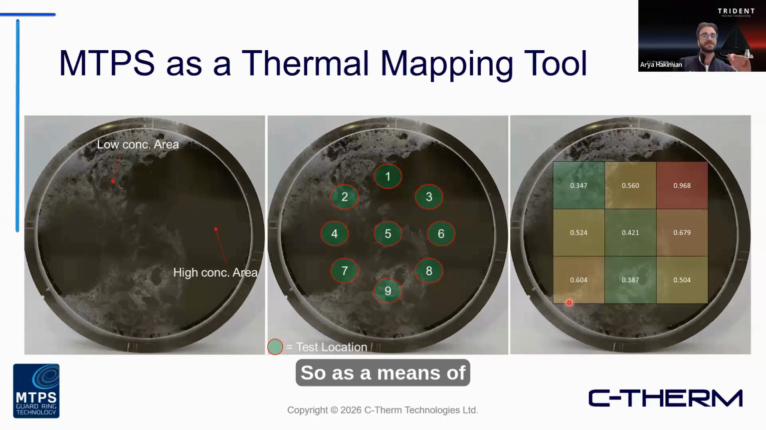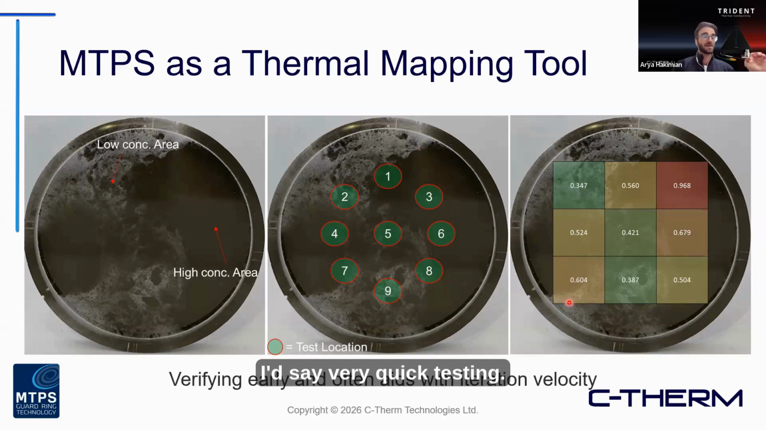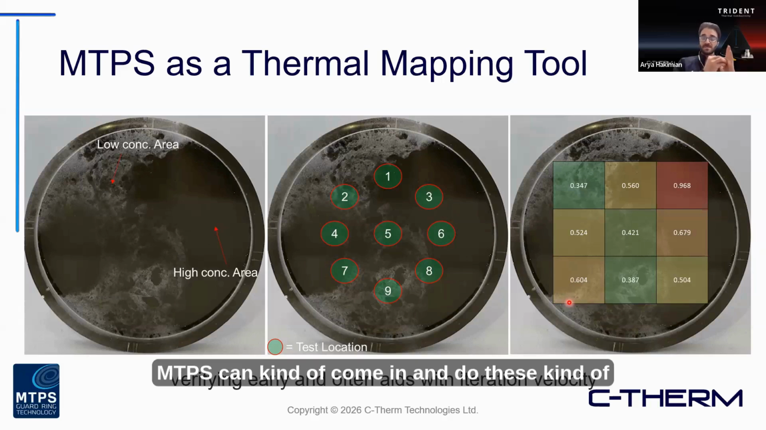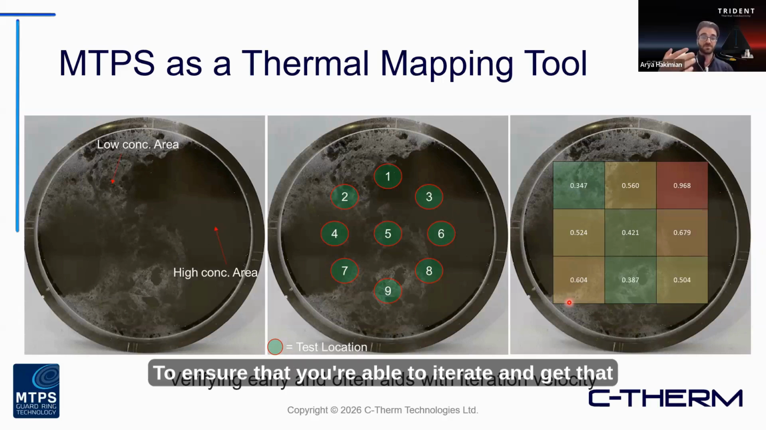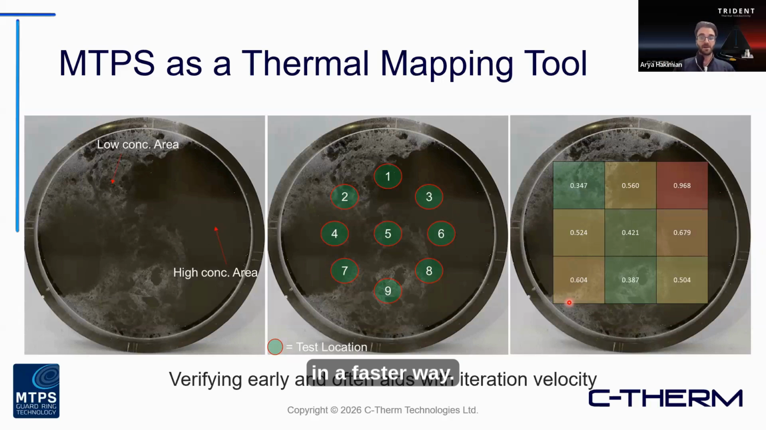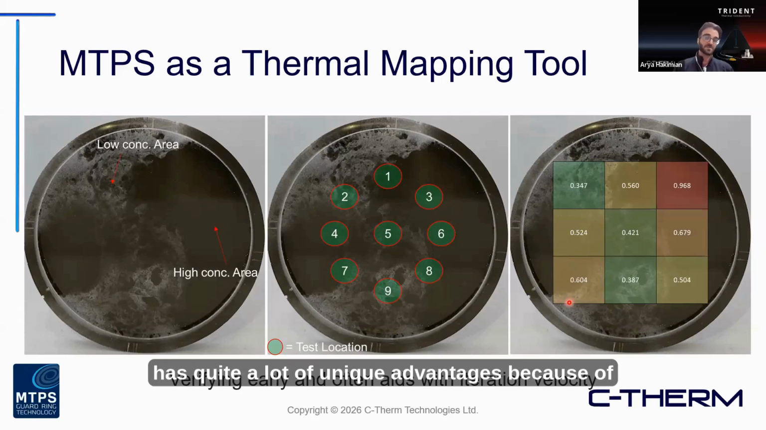So as a means of, I'd say, very quick testing, MTPS can come in and do these individual locations, pick up on some of those potential issues early on in that development cycle to ensure that you're able to iterate and get that product to market in an optimized manner, in a faster way. So MTPS, especially on the R&D development side, has quite a lot of unique advantages because of the sensor design, the single-sided nature, etc.